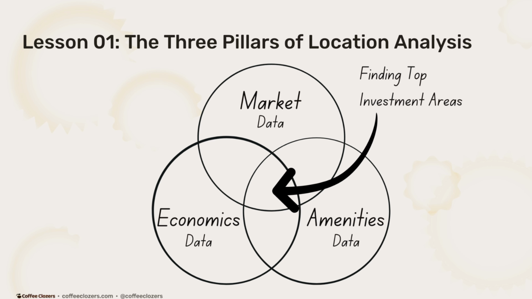Welcome to lesson 1 of section 2. In this lesson, we're going to break down the 3 pillars of location analysis, the core factors you'll need to evaluate when choosing the best markets and neighborhoods for your investments. These pillars are the foundation of successful market research, helping ensure that you're investing in areas that will generate strong returns. These 3 pillars are economic factors, market demand, and amenities data. Let's take a deeper look at each.